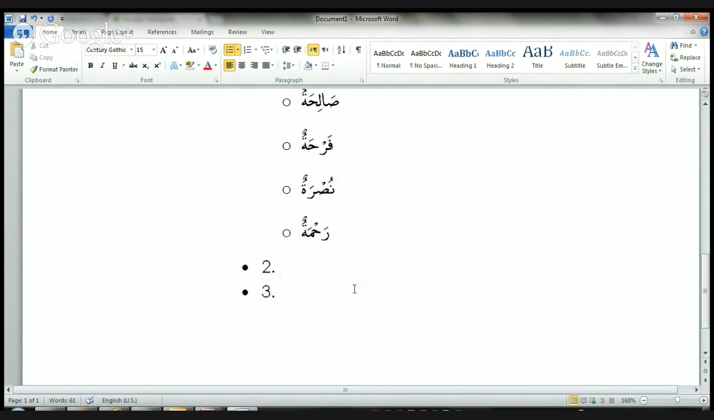The second rule. If it ends in alif maqsura. So for example, Bushra.